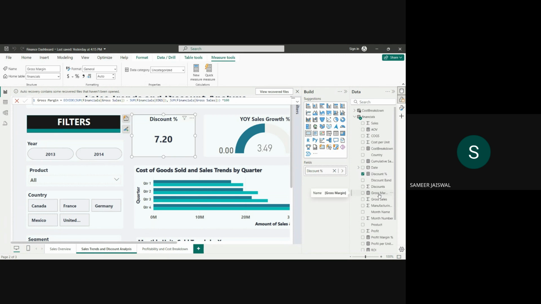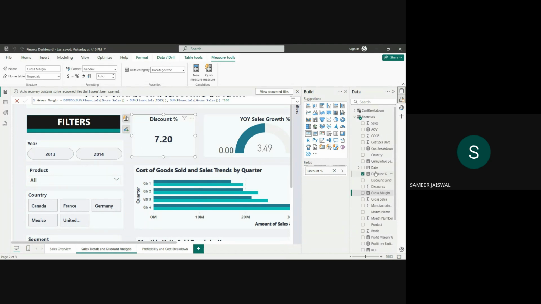If I talk about the gross margin, gross margin is basically the gross sales after deducting the cost of goods sold. And we have again divided that by gross sales and multiplied by 100 to get the gross margin. So basically, the gross margin is the net sale which we are getting.